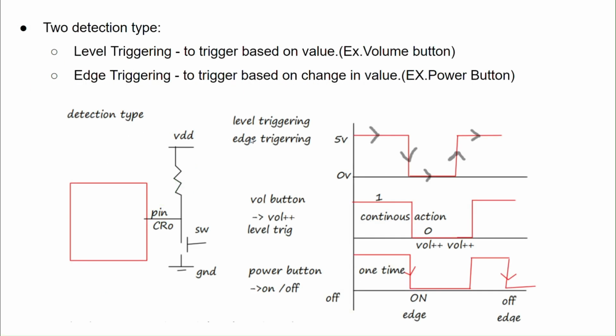There are two types of detection: level triggering and edge triggering. Level triggering is based on the value. For example, in a volume button, the value should be changed continuously, so the action changes continuously. In edge triggering, the trigger is based on a change in value. For example, a power button is a one-time access method.